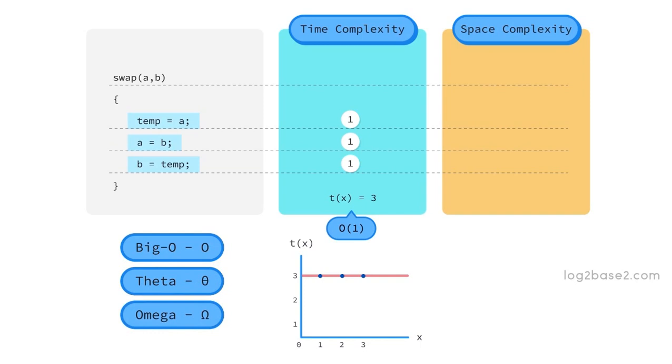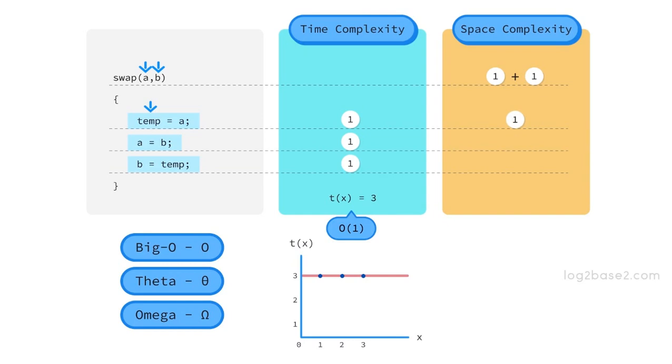So that was the time complexity. Now let us discuss the space complexity. In this swap function, we have two parameters, variables a and b. So let us say a takes 1 unit of memory and b also takes 1 unit of memory. Then, in the first statement, we have temp = a. That is, there is a new variable other than a and b. And it will also take 1 unit of memory.